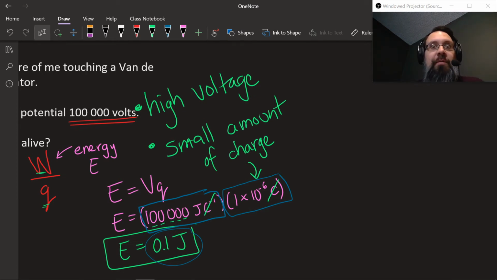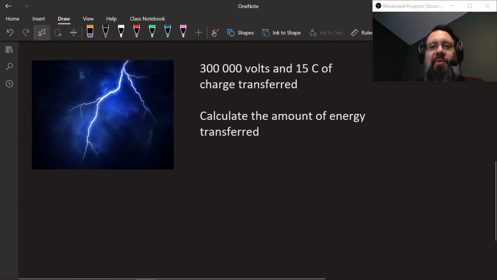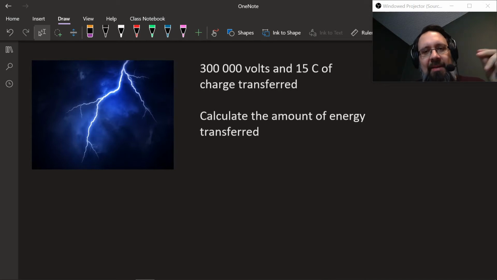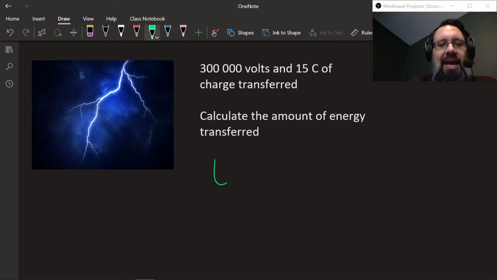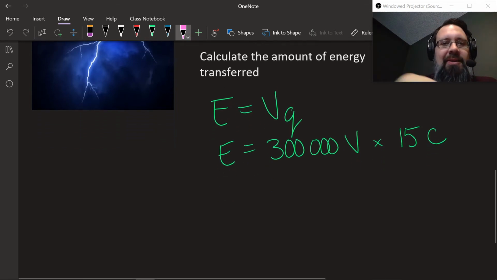Now, were it moving a lot of charge, oh yeah, it's going to kill you, like a lightning bolt. A lightning bolt will kill you. That's 300,000 volts. So it's only 3 times more voltage than what I was touching earlier. But a lightning bolt transfers 15 coulombs of charge. So when you do that calculation, energy is voltage times charge, you get 300,000 volts times 15 coulombs. And now we're talking about a ridiculous amount of energy.